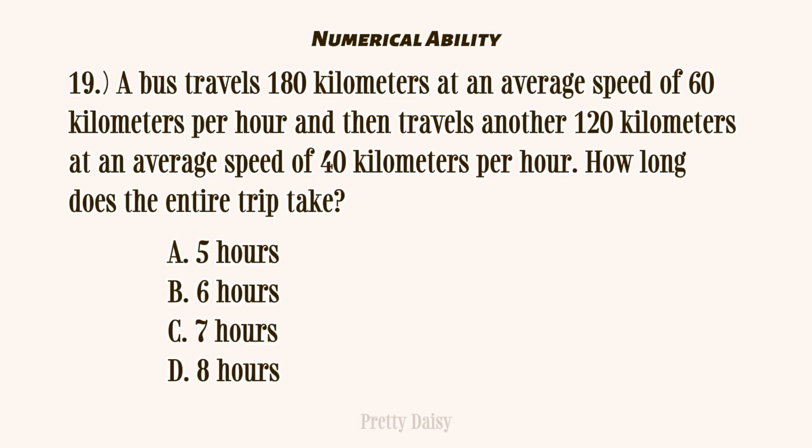19. A bus travels 180 kilometers at an average speed of 60 kilometers per hour, and then travels another 120 kilometers at an average speed of 40 kilometers per hour. How long does the entire trip take? A. 5 hours. B. 6 hours. C. 7 hours. D. 8 hours.